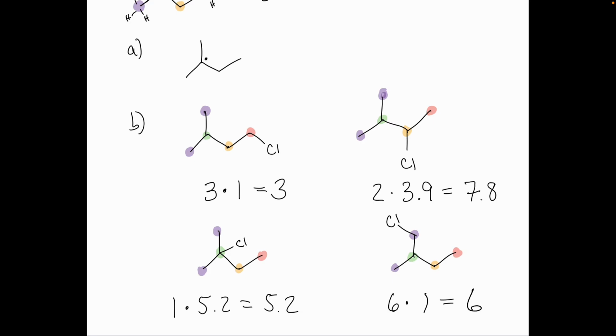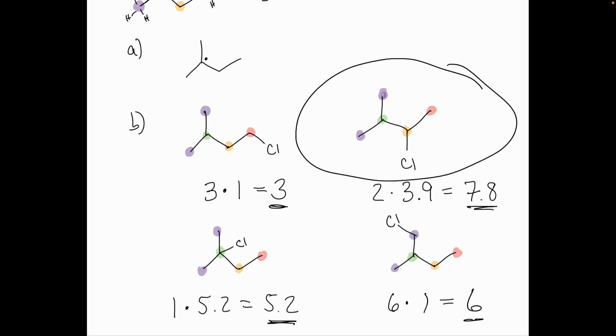So then which one of these would be the major product? Yeah, so I'm going to compare all my calculations here. 3, 7.8, 5.2, and 6. Whichever one gives me the biggest number, that's my major product. So that one there would be the major product of this reaction.